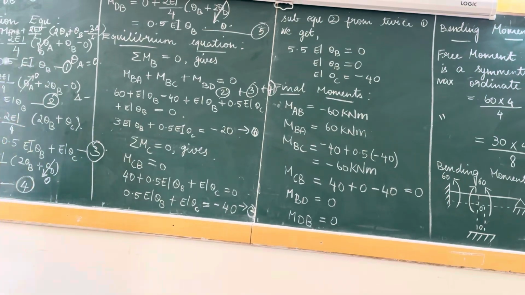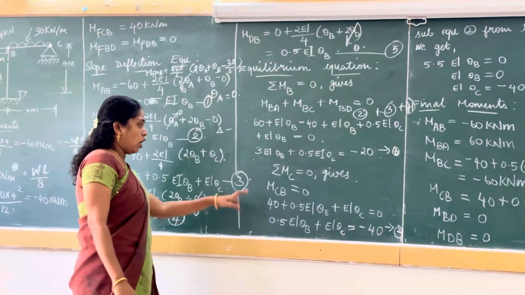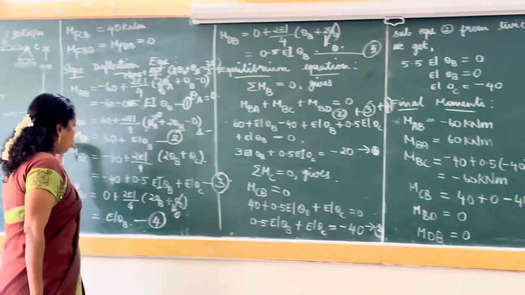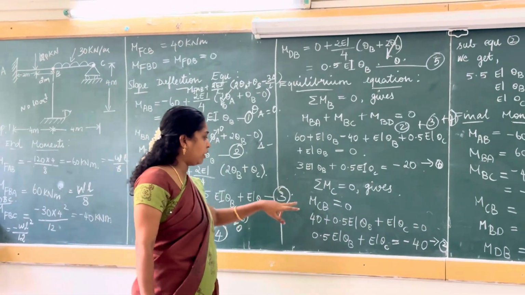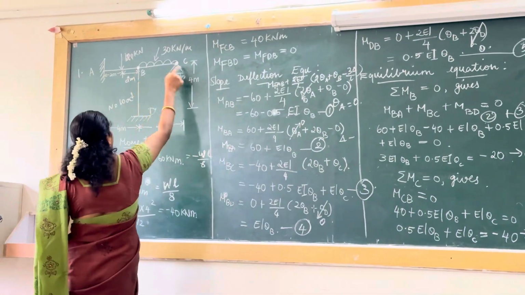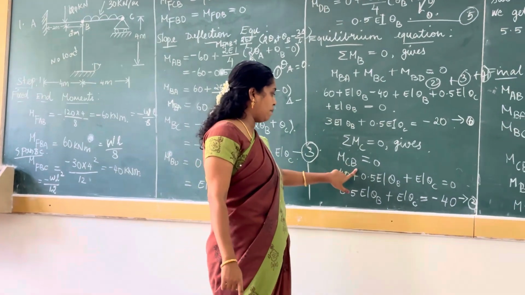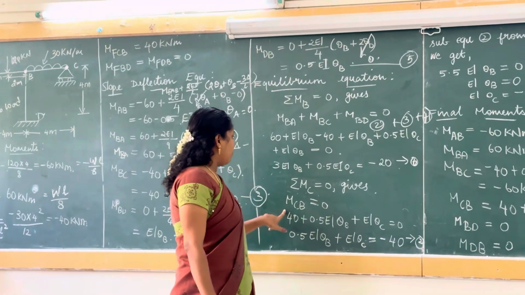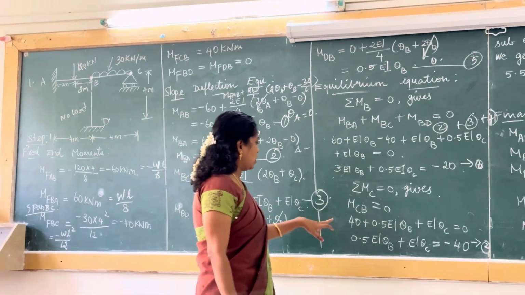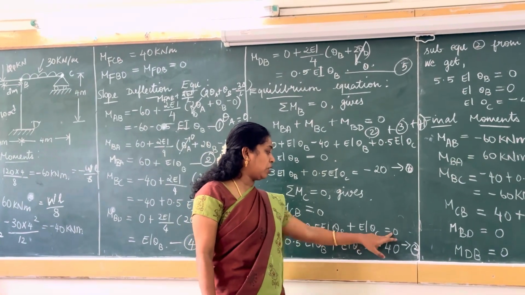Next we are going to consider the C joint. At the C joint, the summation of moment is 0 because it has a roller support. At the roller support the moment will be 0. So in C we have only one span, that is CB, and only one moment, that is MCB equal to 0. We have the MCB equation as 40 plus 0.5 EI theta B plus EI theta C equal to 0.